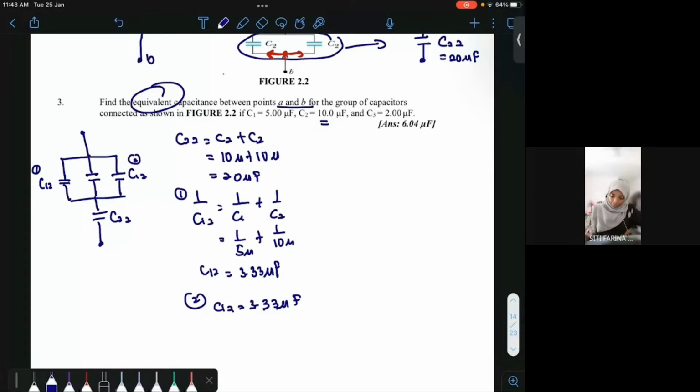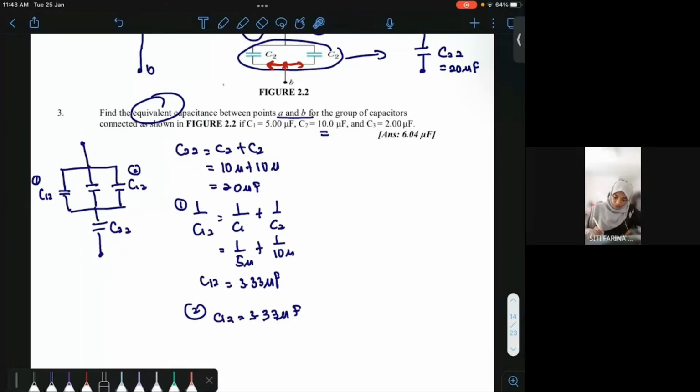Okay. And then apa yang kita nak buat? These three pula yang kita akan simplify secara serentak. All these three are in parallel. Because let's say current datang, current jumpa junction, current ada 3 laluan untuk dia bergerak. So they are in parallel. So kita akan simplify dia. So when you simplify, we'll end up with satu kapasitor iaitu hasil gabungan all this A, B and C, ABC with C22.